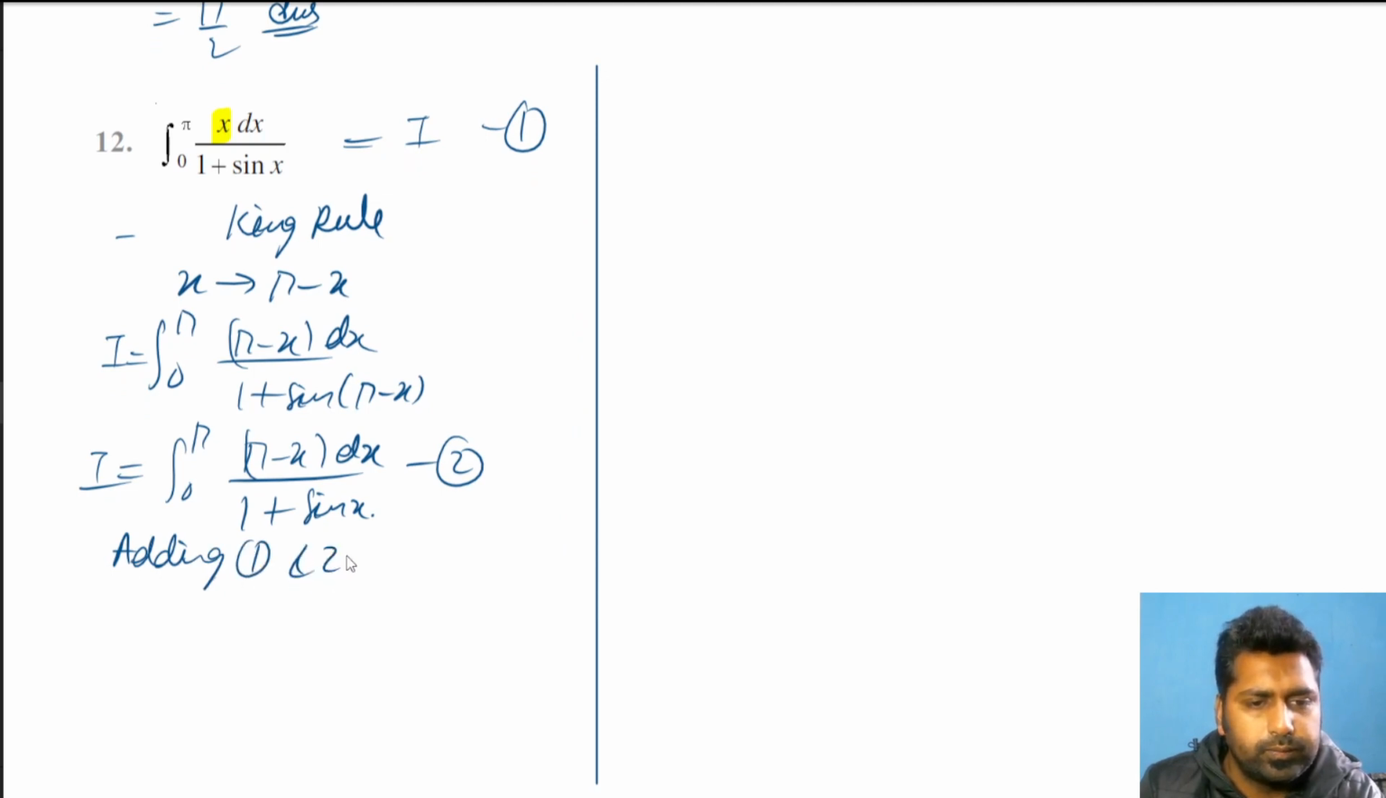Adding 1 and 2, what do we get? 2I is equal to the integration from 0 to pi. The denominators are the same. So x plus pi minus x, if you add them, what do we get? Pi. Okay, pi dx upon 1 plus sine x. And now it's a simple question to solve.